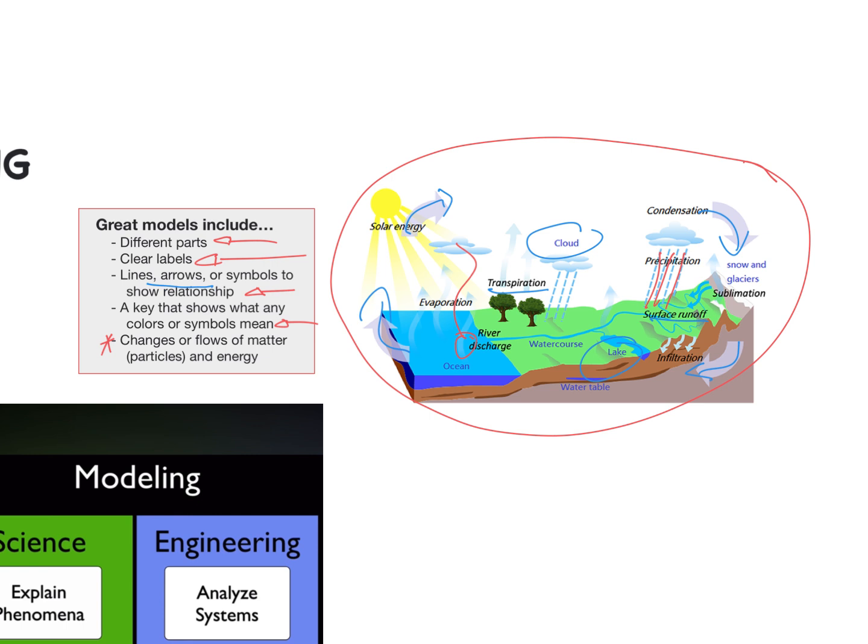It doesn't include a key. It doesn't really include a key to let us know that, like, these little blue arrows are the water. So maybe that would be helpful. Maybe we'd want a little key over here. It says blue arrows equals water, so we could know that's how the water is cycling through. And then finally, this isn't necessarily a chemistry model, so it doesn't do this, the changes or flows of matter, particles, and energy. So let me demonstrate that for you.